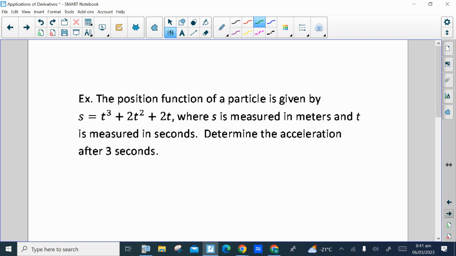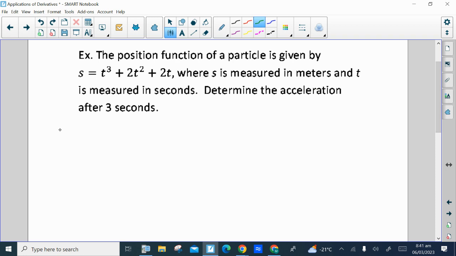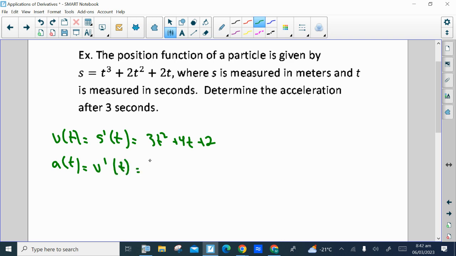Position function of a particle is given by that equation where s is measured in meters, t is seconds. Determine the acceleration after 3 seconds. So once again, we have to first find the velocity. That'll be the derivative of the position function, which will be 3t squared plus 4t plus 2. And then the acceleration function, again, is the derivative of the velocity function.